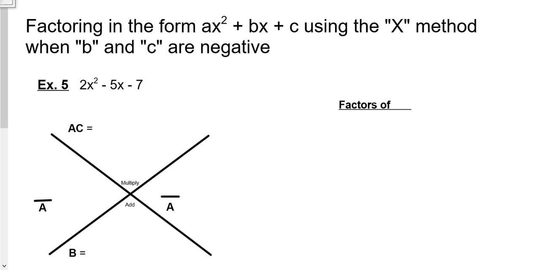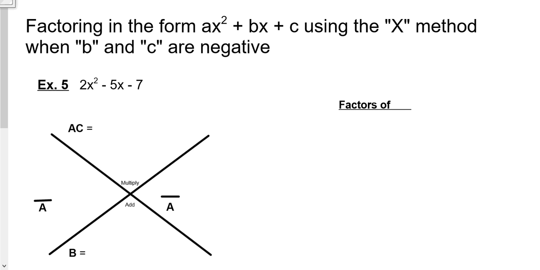Now we are factoring in the form of ax squared plus bx plus c using the x method when b and c are negative. We've already looked at when b and c are both positive, and when b is negative and c is positive. So now we're going to look at what happens when b and c are both negative.